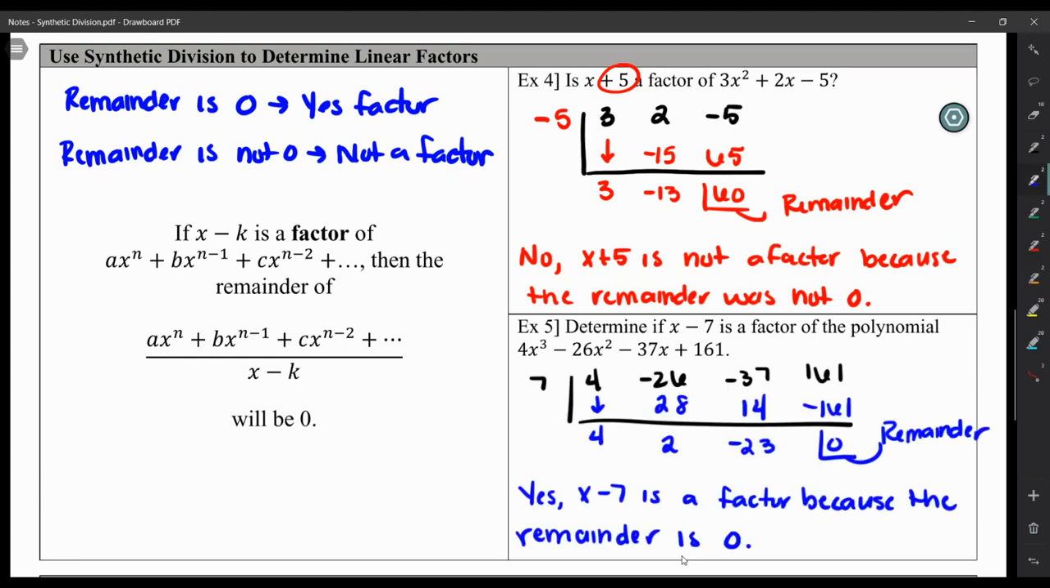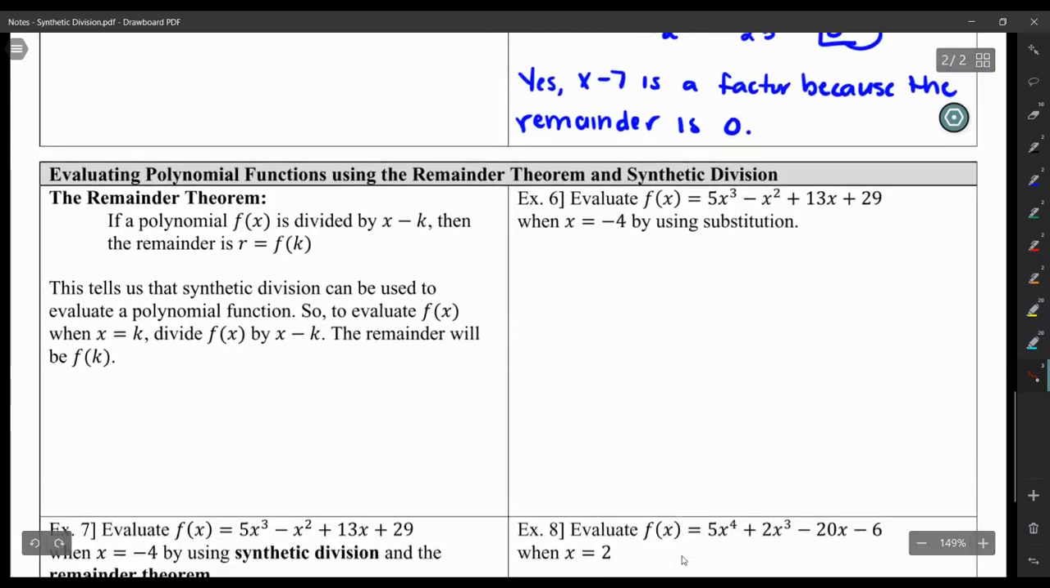And here is your solution for example 5. Since the remainder was in fact a 0, that means yes, x minus 7 is a factor of this polynomial here. Now, where else can it be used?